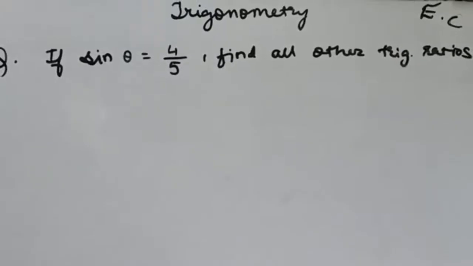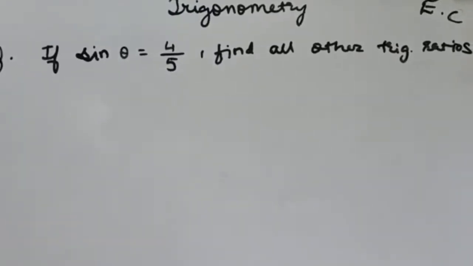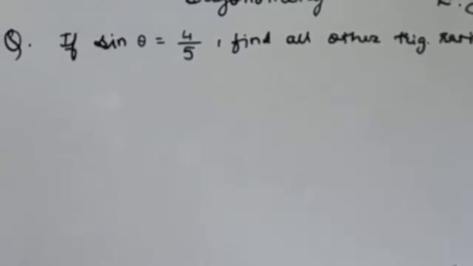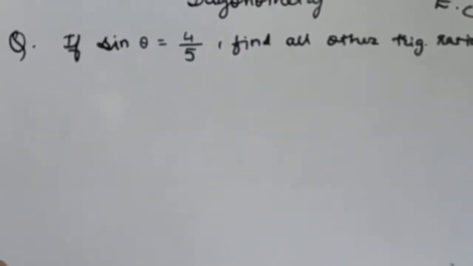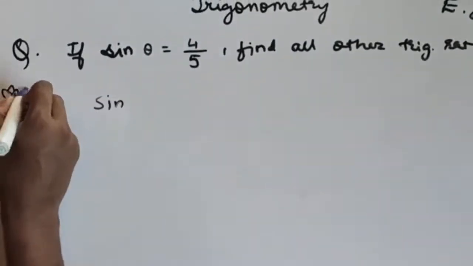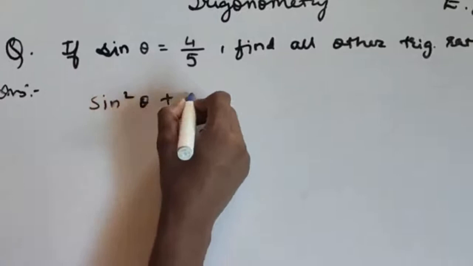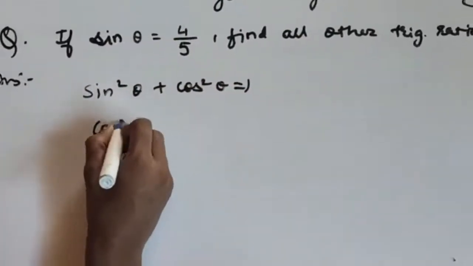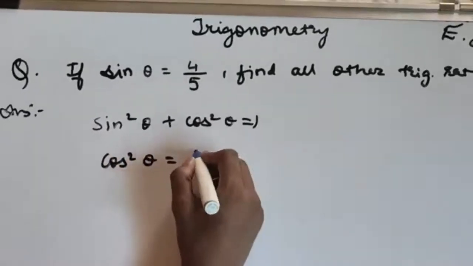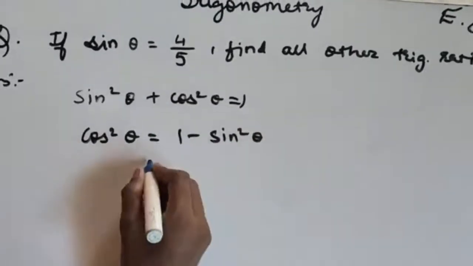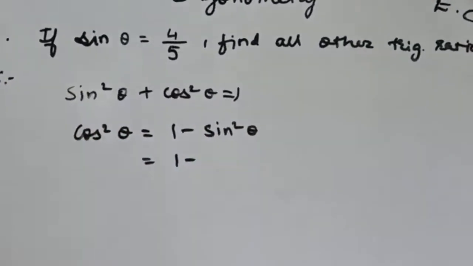So here is the question: if sin theta is equal to 4 by 5, we have to find all other trigonometric ratios, but we'll be using trigonometric identities to solve this problem. So first of all, let us find the cos theta. Here you know that sin square theta plus cos square theta is equal to 1. So cos square theta will be 1 minus sin square theta, isn't it?